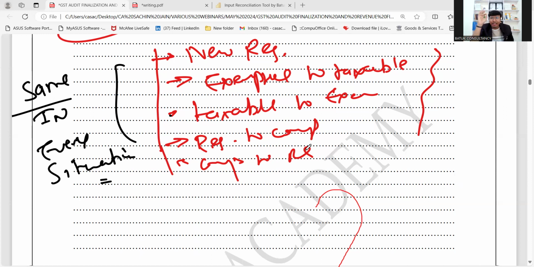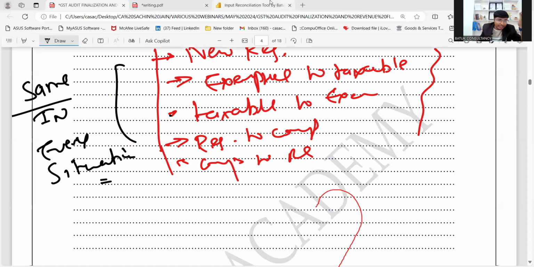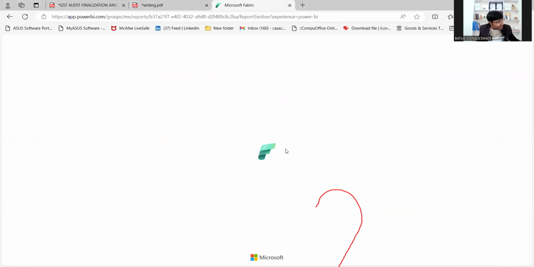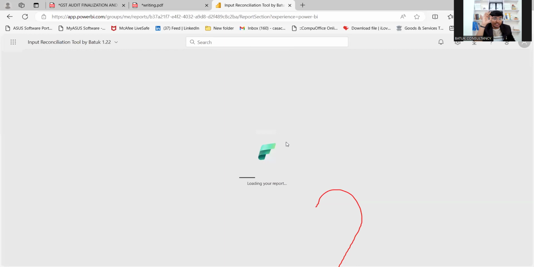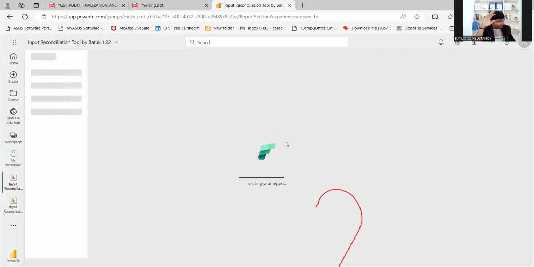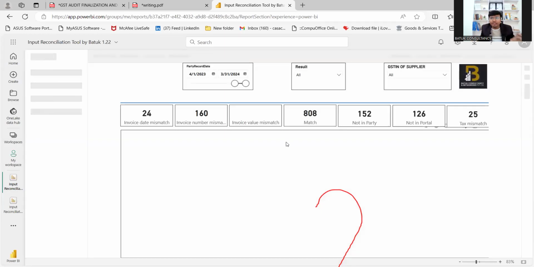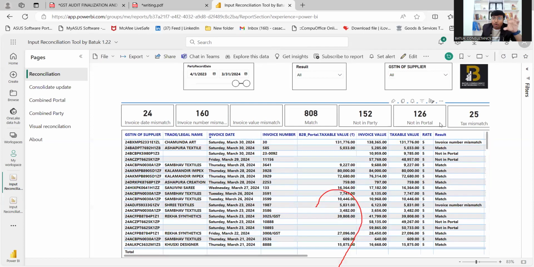Now I have one IT tool, one important tool for the reconciliation of input tax credit, which is useful for the GST officers. So I'm just going to discuss for 2 to 3 minutes related to that particular input reconciliation tool. We have developed this specific tool for the GST officers and the departmental authority. Taxpayer can also use this specific tool. This tool is only for the reconciliation of input tax credit from GSTR 2B and the books of accounts.